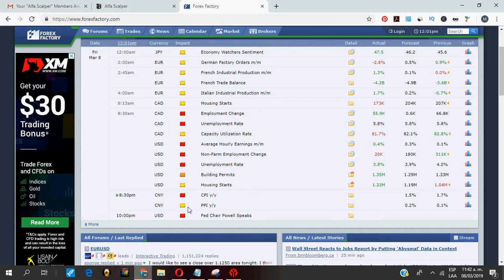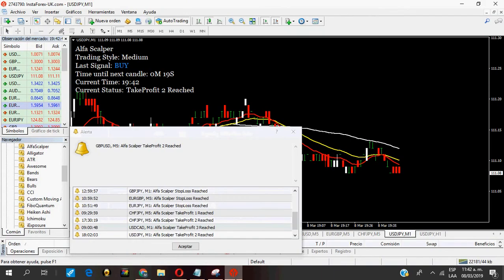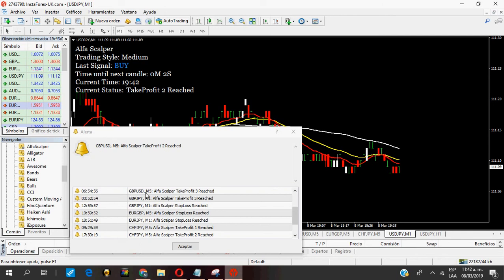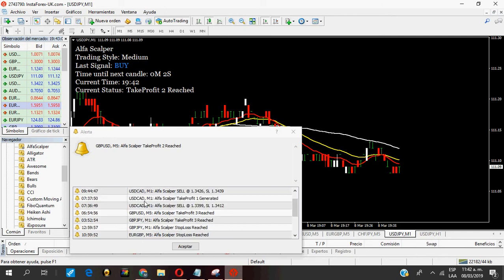A great way to secure more pips is to aim mostly for take profit 1 and take profit 2. Achieving take profit 3 is of course possible, as you can see here. See how many pairs have reached take profit 3. The US CAD, pound dollar, pound yen, but it often requires a strong trend and reliable market conditions.